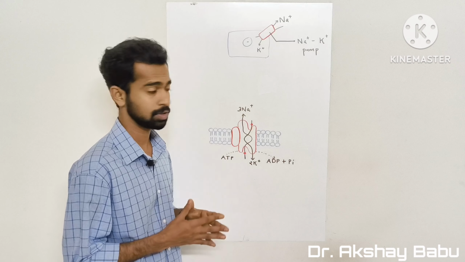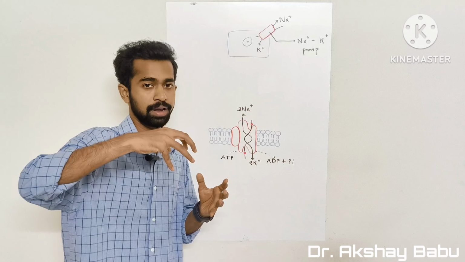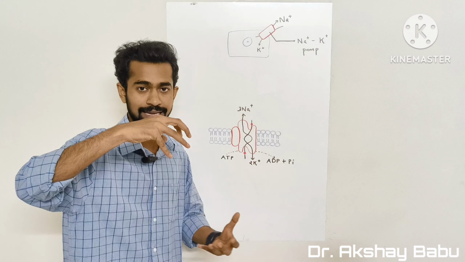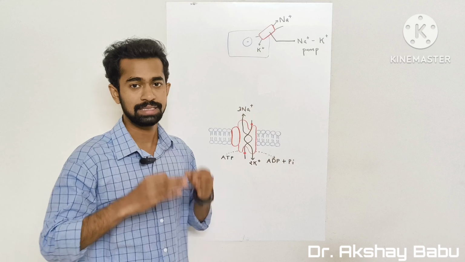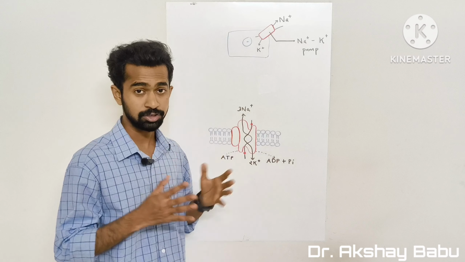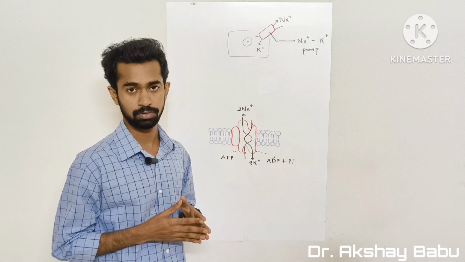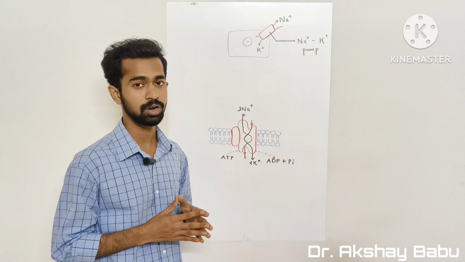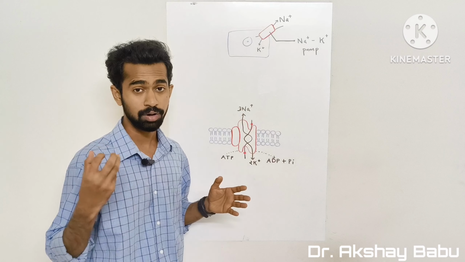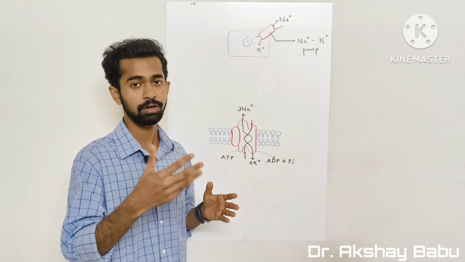That is, when two potassium ions bind on the outside of the cell membrane, and at the same time three sodium ions bind on the inside of the cell membrane, this ATPase function becomes activated. This activation of ATPase leads to the cleavage of the ATP molecule, thus leading to the formation of ADP plus inorganic phosphate. And this inorganic phosphate which has been formed carries a high-energy phosphate bond.